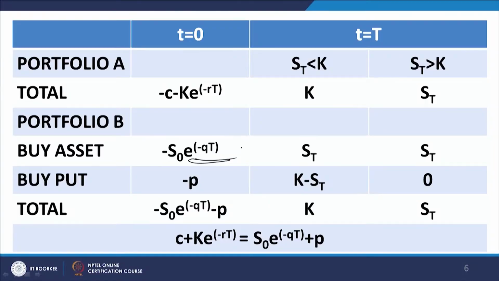So, the rest of it is almost exactly the same, and we arrive at the put call parity. Put call parity gets slightly modified. Instead of S naught, we now have S naught e to the power minus qT. Again, this is parallel to the situation we had in the case of forward contracts.